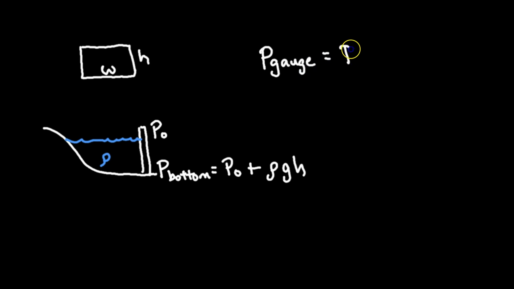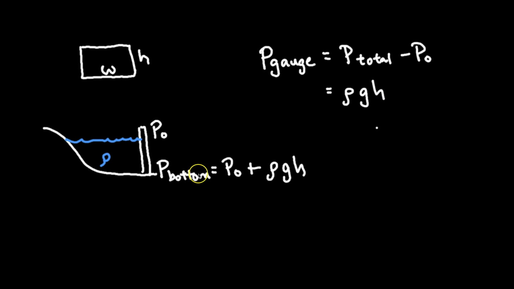And notice that as you go deeper in the water, you have more and more pressure. So to calculate the pressure at the bottom of the dam, we would take the atmospheric pressure plus rho gh. And rho is the density of the water, g is gravity, and h is the height of the water above. Now, if we wanted to calculate the gauge pressure, it would just be the total pressure minus the atmospheric pressure. So we would take P naught plus rho gh minus P naught, and that gives us rho gh.